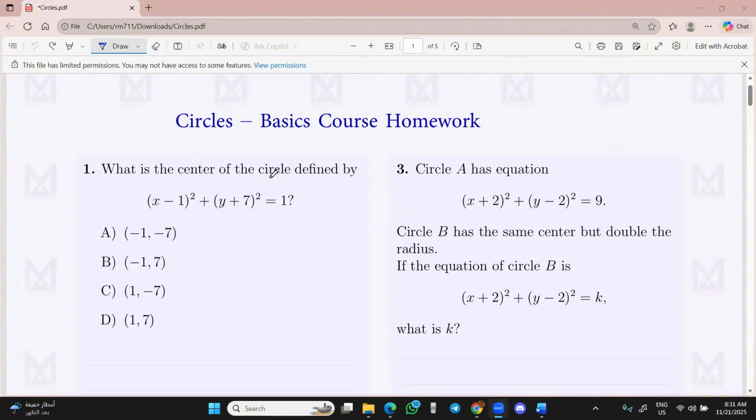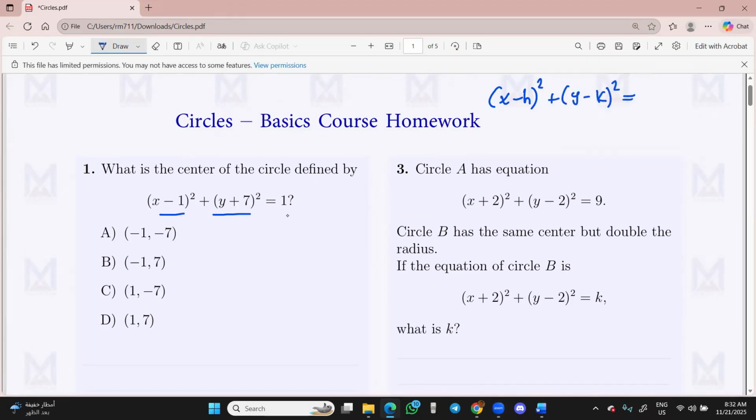What is the center of the circle defined by this? This is question number 1. X minus 1 all squared plus y plus 7 all squared is equal to 1. In order to get the center, we need to remember that formula. The formula says always x minus h all squared plus y minus k all squared is equal to r squared. And for center, we are focusing on h and k.